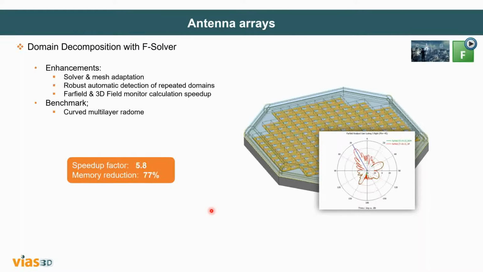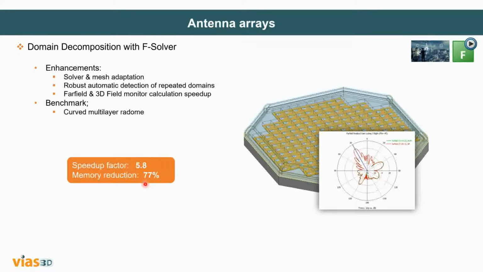If you see the far field realized gain over here, one is with general purpose solver and one is with domain decomposition frequency domain solver. So general purpose solver will take little more time, but for the domain decomposition solver, the result is almost the same, but the speed up of simulation will be by a factor of 5.8, and the memory reduction will be like 77%.